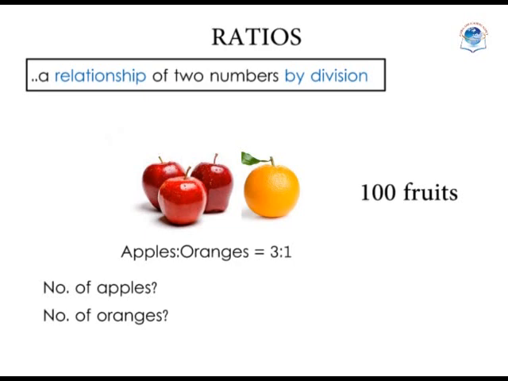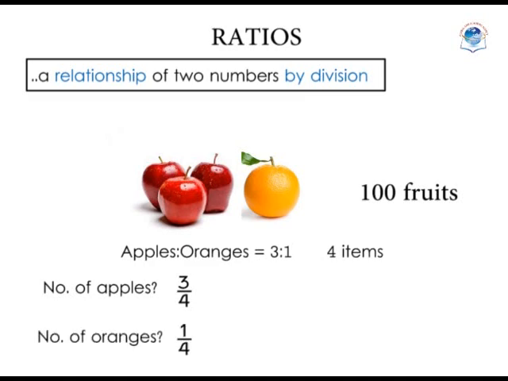It's easy. From the ratio 3 to 1, we have 4 items. That is 3 plus 1. Out of the 4 items, 3 are apples and 1 is an orange. So the fraction of apples is 3 over 4, and that of the oranges is 1 over 4. And so if there are 100 fruits, then there will be 3 over 4 times 100, which is equal to 75 apples. And there will be 1 over 4 times 100, which is 25 oranges.